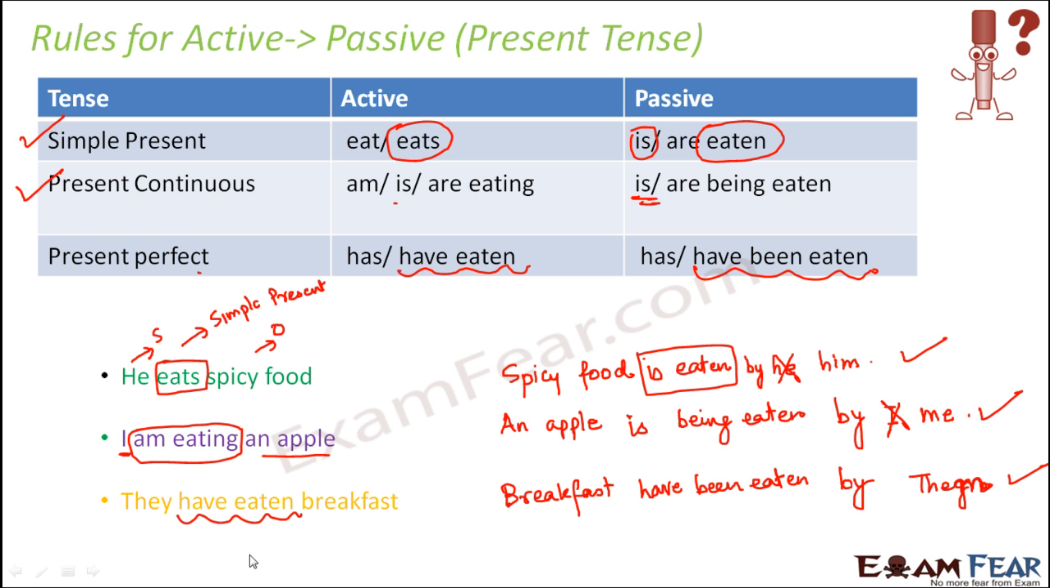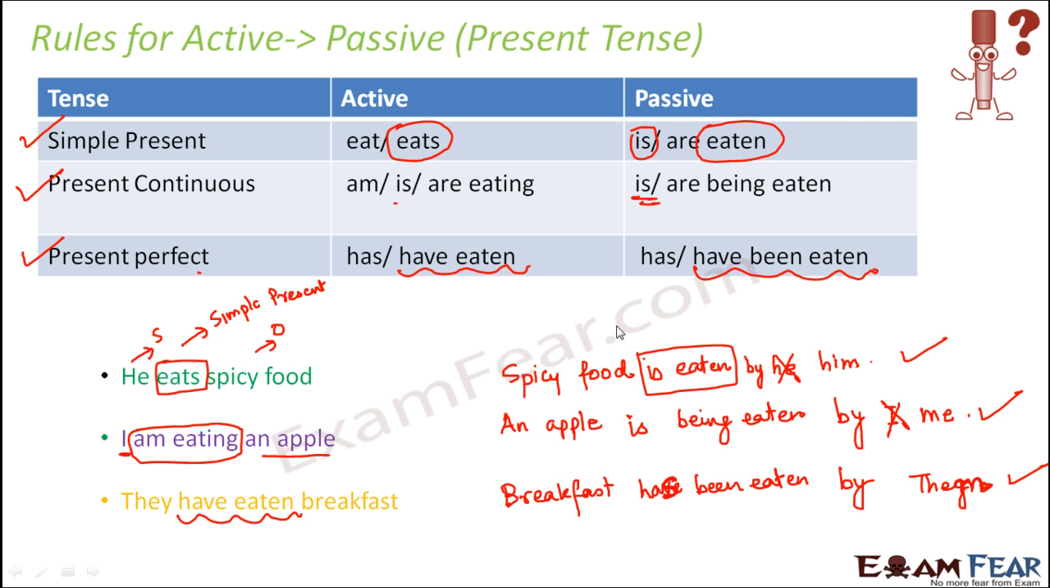So even though we have converted have eaten to have been eaten, but here you have breakfast. Here it was they. So they was plural, so you had have. But here you are talking about breakfast, so it should be has. So it should be breakfast has been eaten by them. So you see, you have to go step by step. So when you are converting from active to passive, first step is interchange subject and object. Second step is to change the tense of the verb.